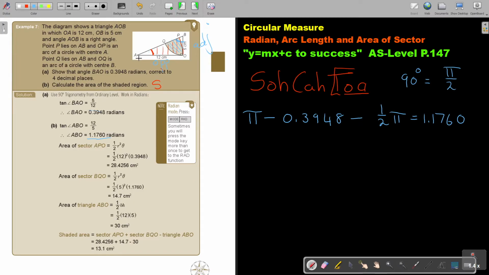And then I took the whole triangle, okay, so the shaded area is the sector. Let's call it APQ. Okay, where was it? Let's say, the red one. You see, the red one plus the blue one, and then I subtract the triangle, and then I got 13.1. So basically I was first adding the two, and then subtract, and then I got my final answer.